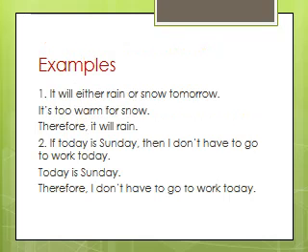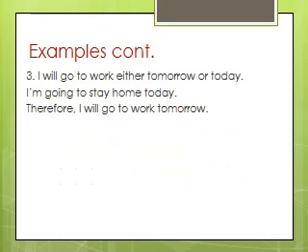Let's look at examples. It will either rain or snow tomorrow. It is too warm for snow, therefore it will rain. The second example says, if today is Sunday, then I don't have to go to work today. Today is Sunday, therefore I do not have to go to work today. The third example, I will go to work either tomorrow or today. I am going to stay home today, therefore I will go to work tomorrow.